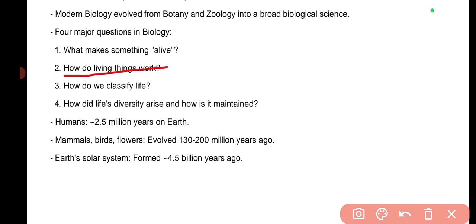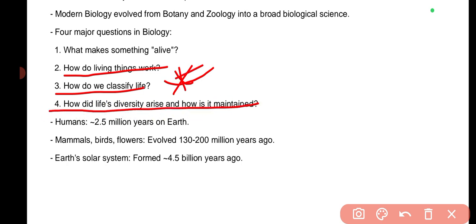So how do living things work, and how do we classify them? Based on what characteristics do we classify them? And how does life's diversity arise, and how is it maintained?